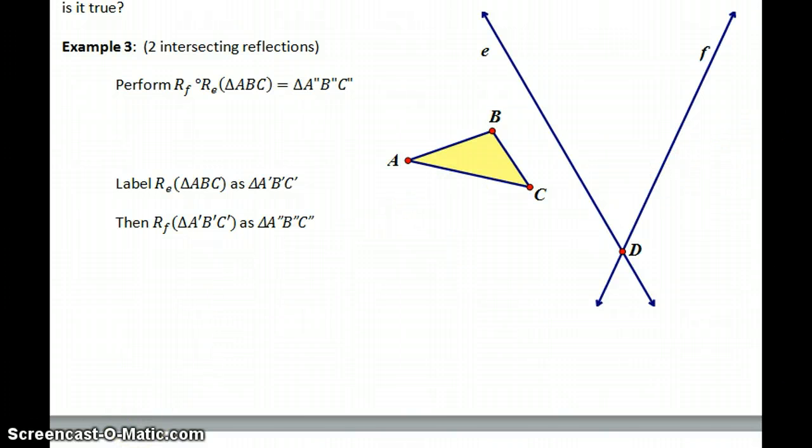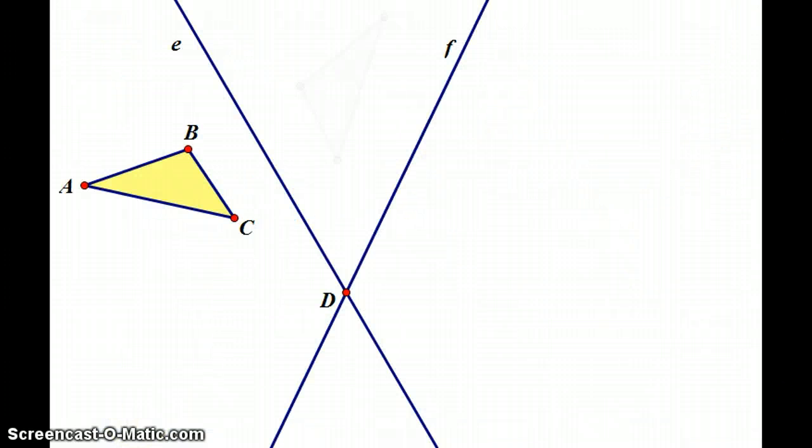Let's show that on sketch. The first reflection is going to show over the line E. It's going to look something like that. I made it gray again because it's not going to be our final answer. And these are going to have the labels, of course, A prime, B prime, C prime. I didn't do that in the last example. Probably should have done that.